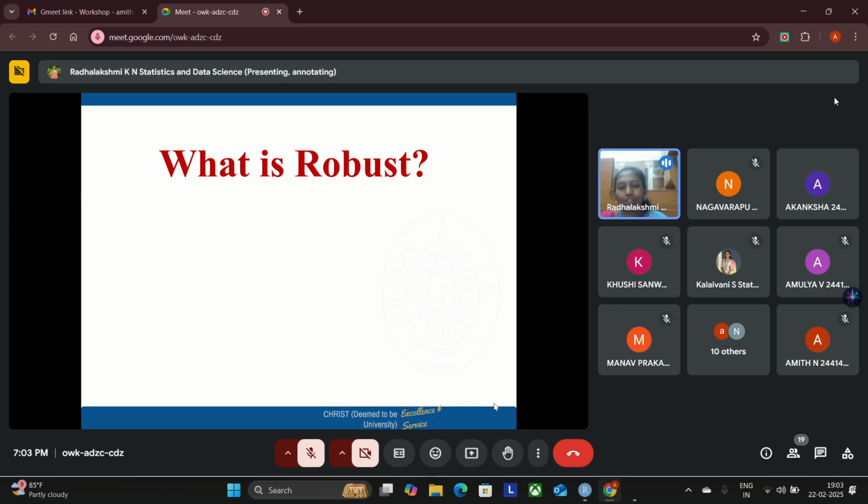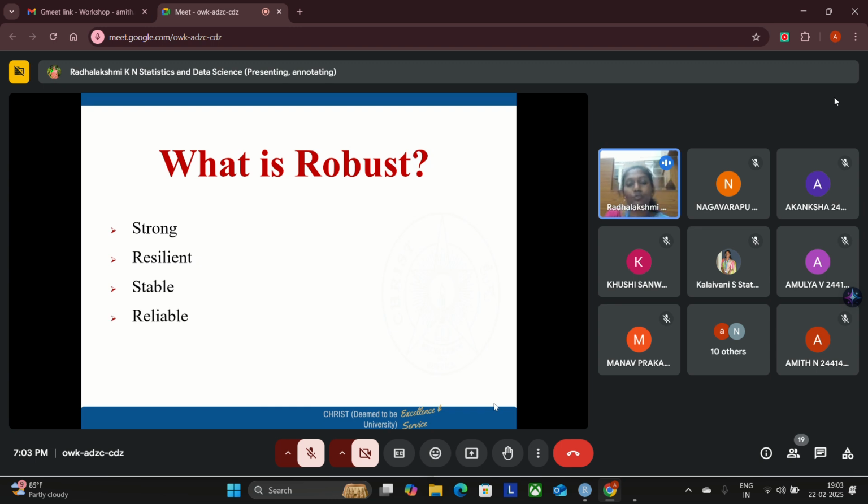Okay, then. So first, what does the word robust mean? What is the meaning of that word itself? Robust is strong. Yeah, absolutely. Then any other answers? Yeah, so robust means strong. So it is reliable. So we can see the next words: resistant, stable, reliable.